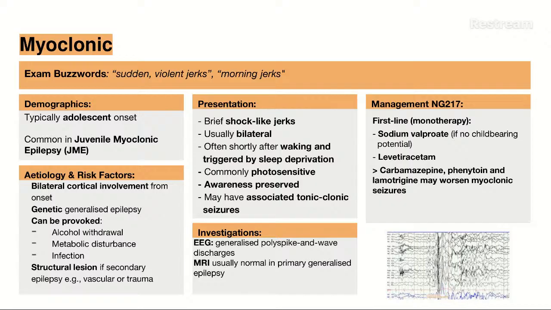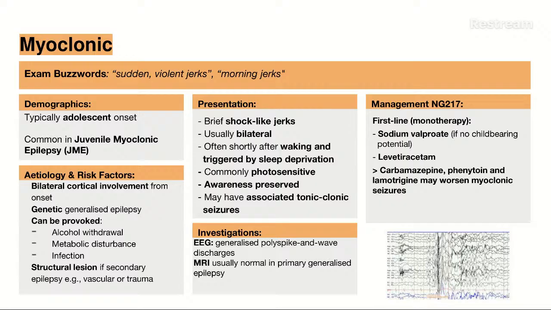Myoclonic seizures are a generalized seizure type. These consist of brief shock-like jerks of the muscle. Typically, these jerks are bilateral and frequently occur shortly after waking. As a result, sleep deprivation is a well-recognized trigger. Patients may report dropping objects in the morning because of these sudden movements. Awareness is usually preserved, meaning the patient remains conscious throughout the episode, unlike generalized tonic-clonic seizures.